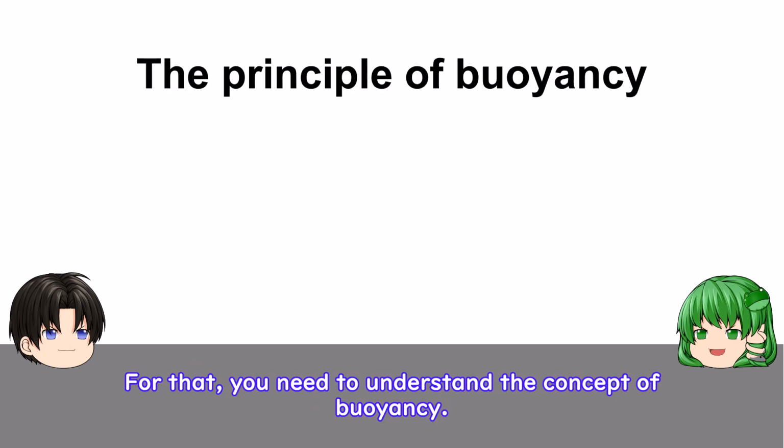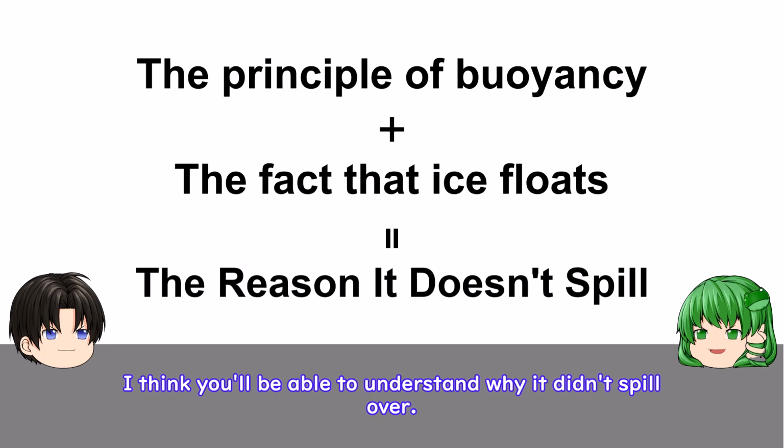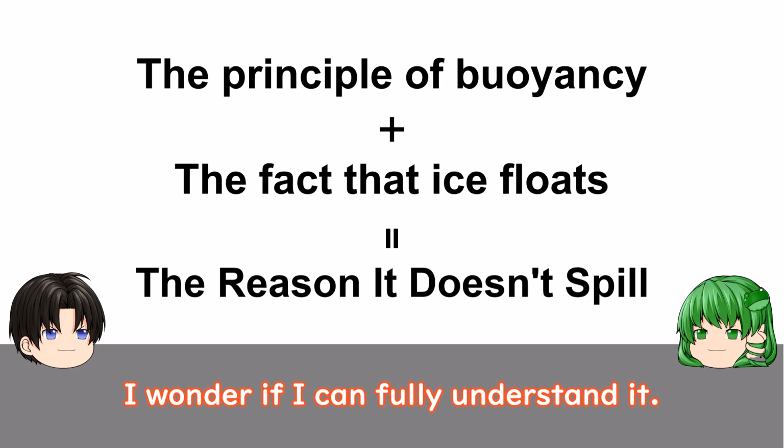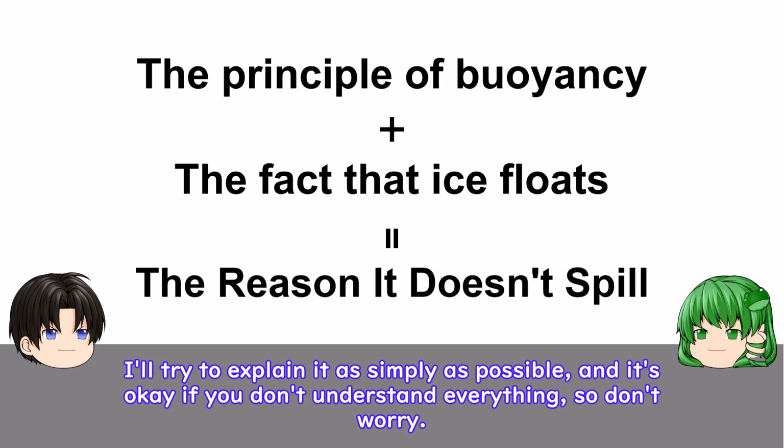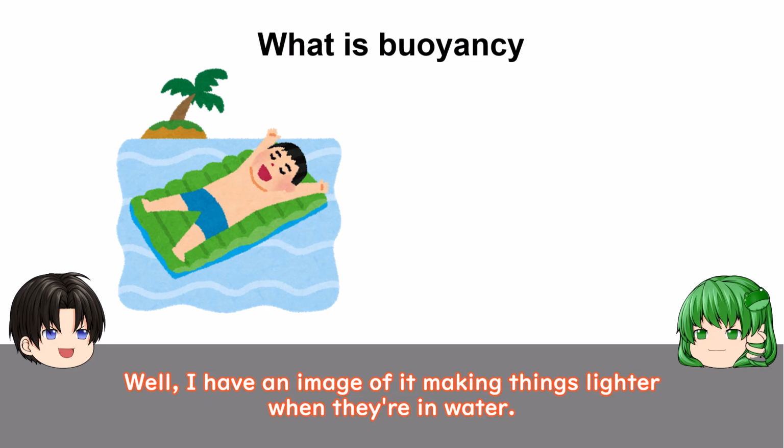For that, you need to understand the concept of buoyancy. Once you understand both the property of ice floating on water and the relationship with buoyancy, I think you'll be able to understand why it didn't spill over. I wonder if I can fully understand it. I'll try to explain it as simply as possible, and it's okay if you don't understand everything, so don't worry. What's your impression of buoyancy, Oliver? Well, I have an image of it making things lighter when they're in water.